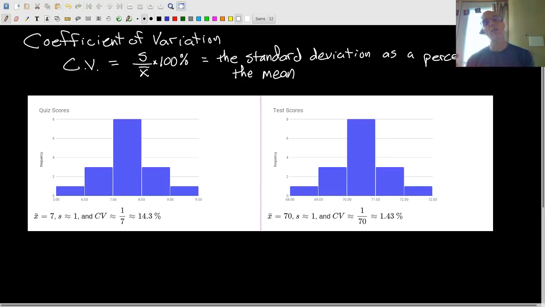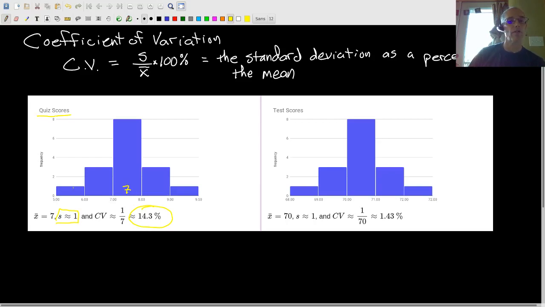So let's say I gave a quiz in my class and the average spread was 1. Usually a quiz is only worth like 10 points, and a test is worth 100 points. So here I have my quiz scores, and the average grade for quiz scores was about a 7, but the average spread for quiz scores was a 1. So the spread as a percent of the center, that's 1 out of 7, about a 14% spread here. So it's a pretty big spread for that 7.